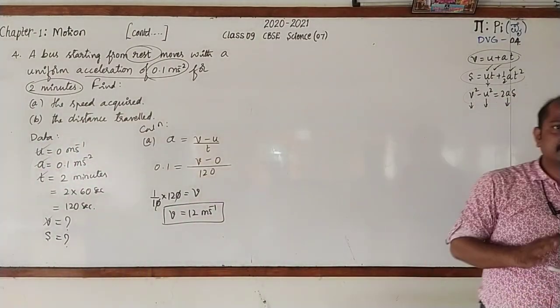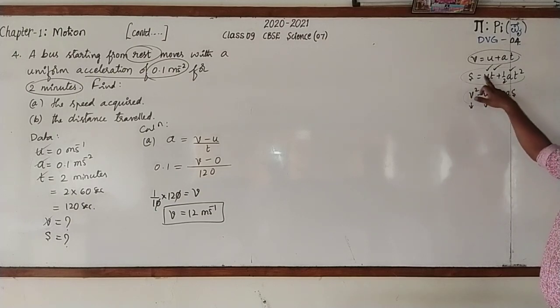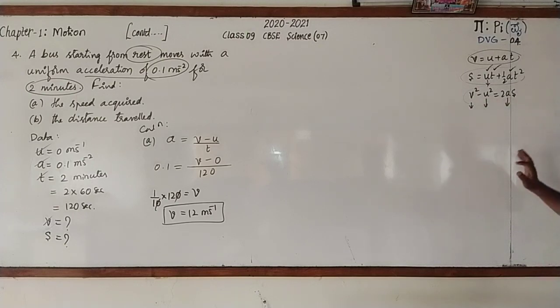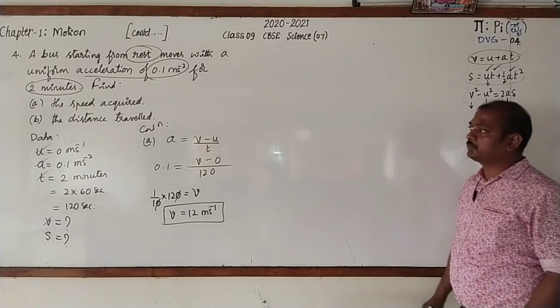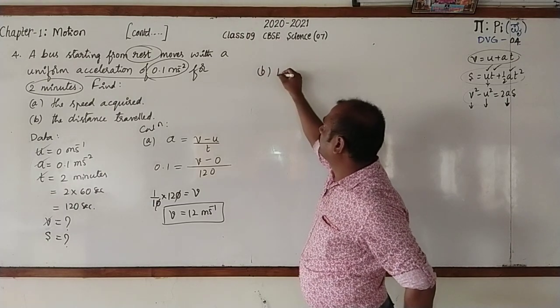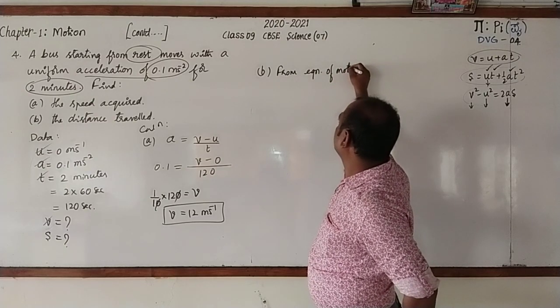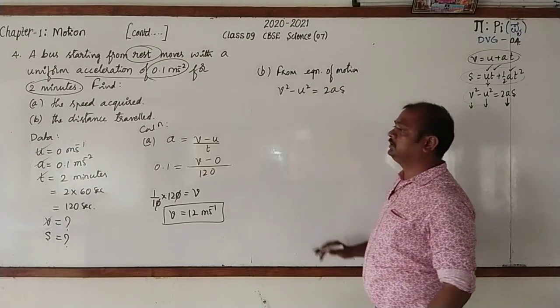Next, distance traveled. Again, for distance, we must use the formula. Either S equal to ut plus half at square, or v square minus u square equal to 2as. Which one would you like to prefer? Anyone can be taken. Let me go for taking 2as equal to v square minus u square. Here I'll write it from the equation of motion, that is v square minus u square equal to 2as.